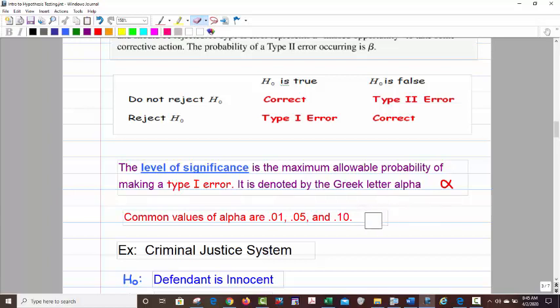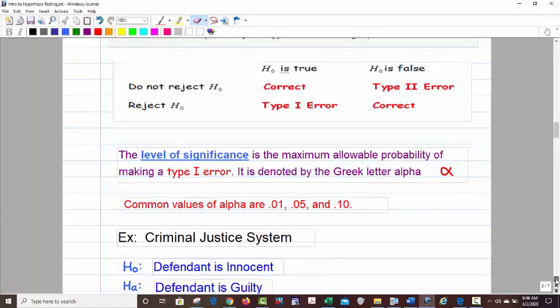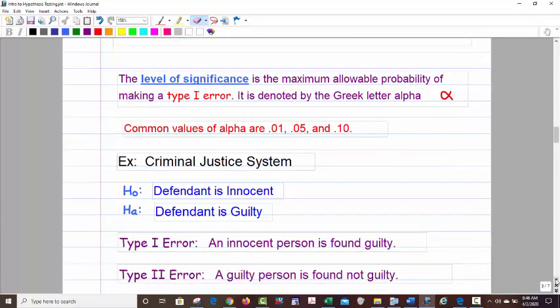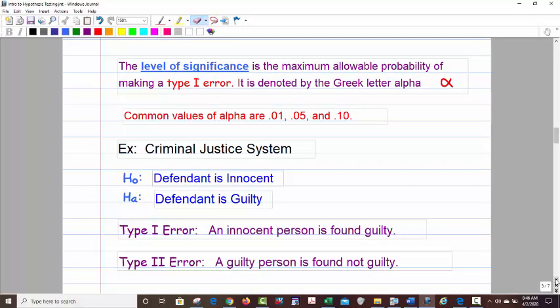Some common values of alpha are 0.01, 0.05, 0.10. That doesn't mean we always use those. It's kind of like when we said for confidence intervals, the 3 most common are 90, 95, and 99, but you're not restricted to those. Now here's a non-numerical example that I'd like to sort of explain the type 1 and type 2 errors to give you kind of a feel for what they mean here.